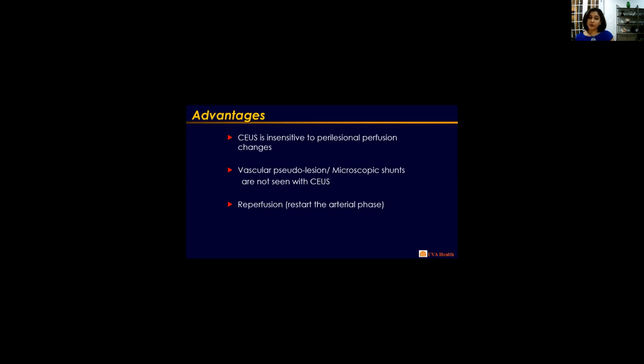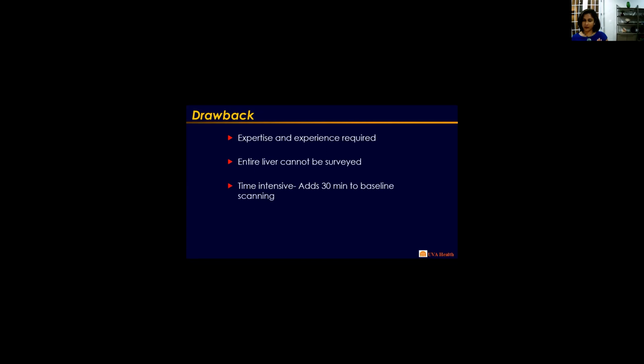Of course, we can do reperfusion, which means we can restart the arterial phase. Say we missed the arterial phase during contrast injection, we can burst the bubbles and redo the arterial phase to evaluate the arterial supply to the lesion itself. Of course, this imaging technique has drawbacks. Expertise and experience are absolutely required. We cannot survey the entire liver.